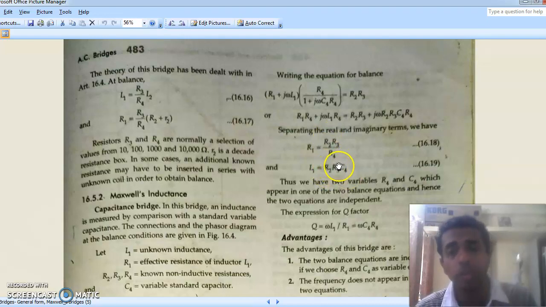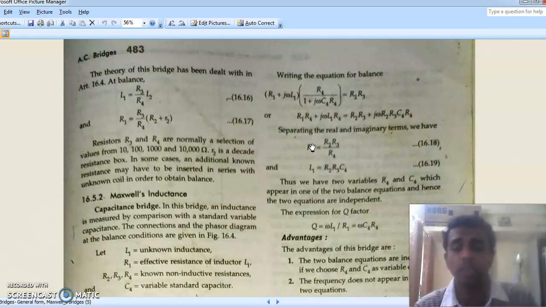Why is it called an independent equation? Because R4 is a term which is only present in this equation. We don't have the R4 term here, and C4 is a term which is only in the second equation, and we don't find C4 in the first equation. So these are two independent equations. So variation of R4 doesn't affect L1 and variation of C4 does not affect R1. So this is the advantage of this method, and the previous bridge also had this advantage.